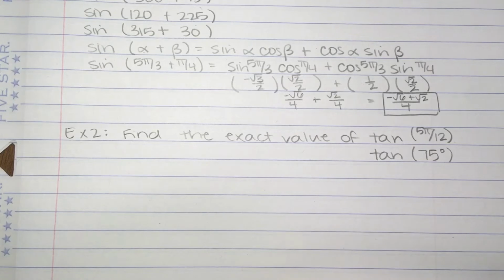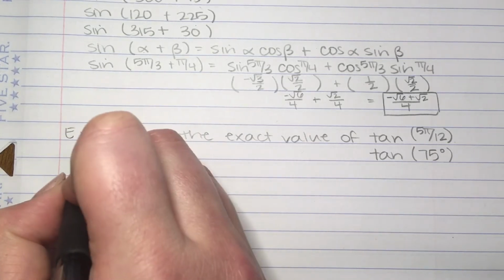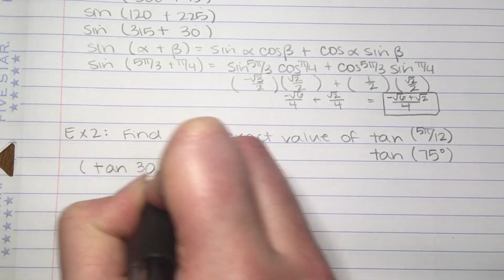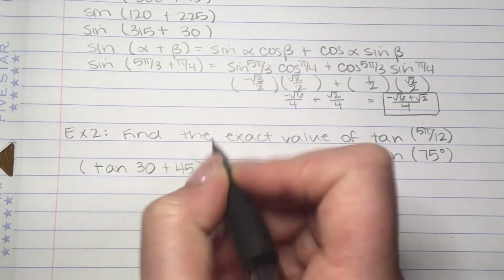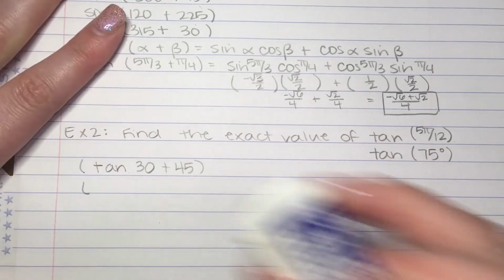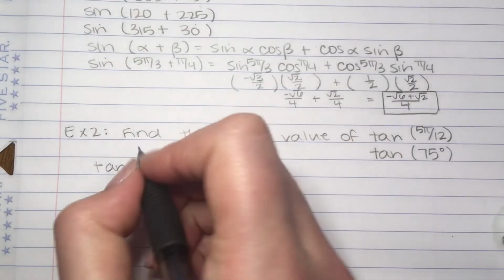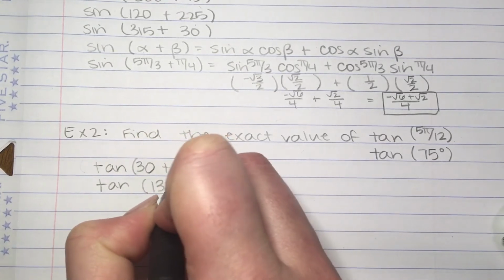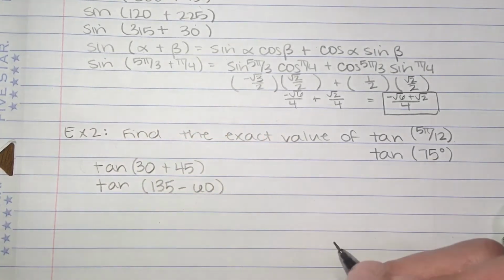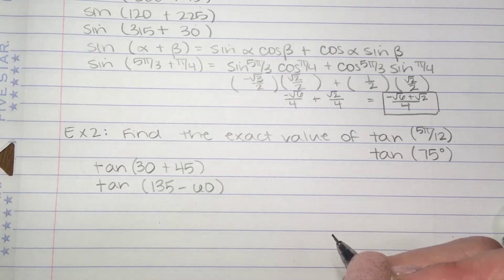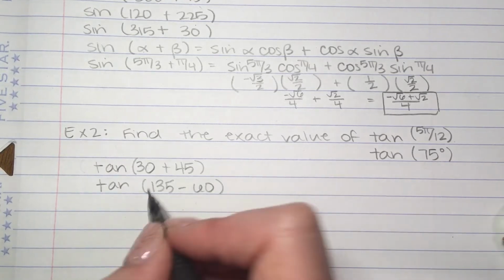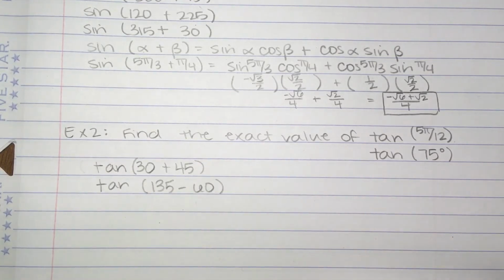And so let's think of some different options we have. We could do tan of 30 plus 45. We could do, my parentheses are in a weird place, we could do tan of 135 minus 60. That would give us 75. Always lots of different things you can think of that would make that work. So let's go ahead and do a subtraction version with this one.